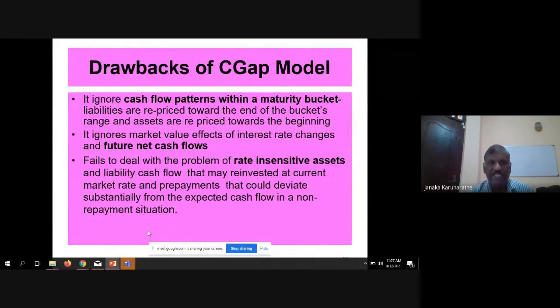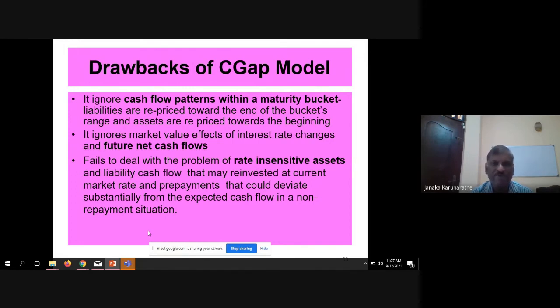So that's what it says. It ignores the cash flow patterns within a maturity bucket, right? And also the second point is it ignores the market value effects of interest rate changes, because here we don't consider any market value effects. We simply take the book values because it is based on the balance sheet asset and liability values at a particular date and look at the future period. So we don't consider market value effects, because market values also can change. In addition to the repricing, there could be possible market value changes if it is in the trading portfolio, right?